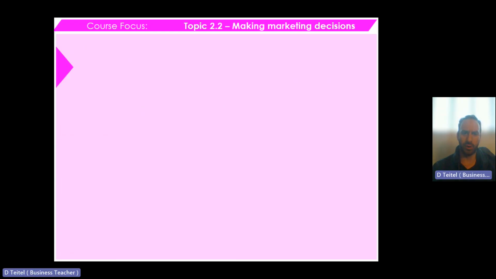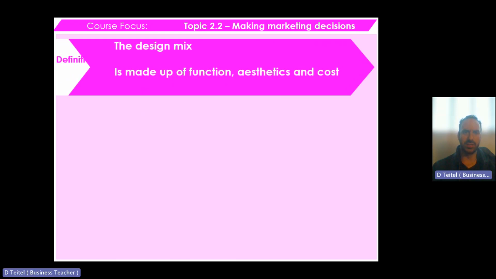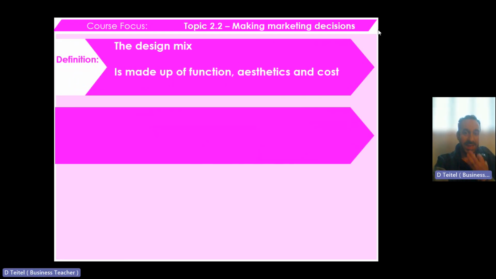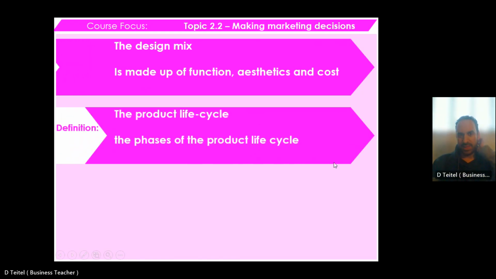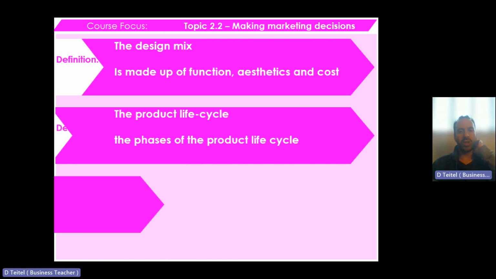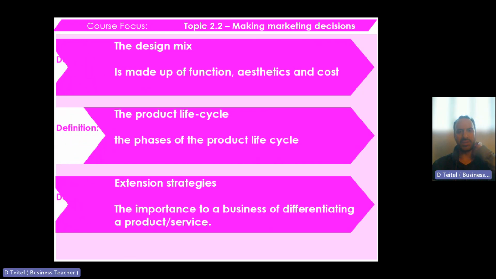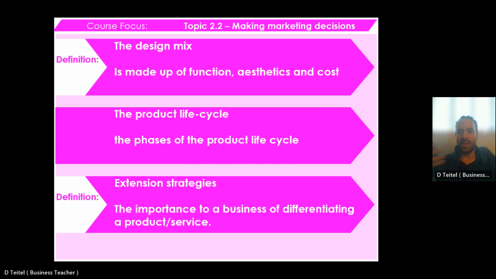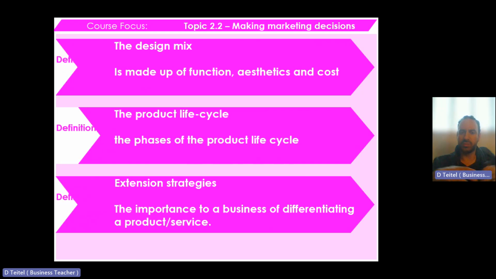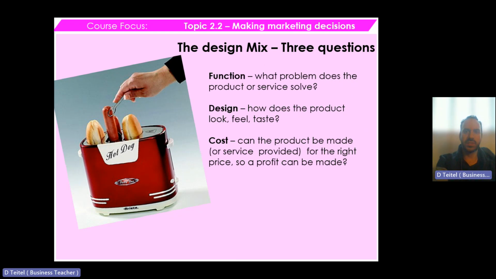So starting with 2.2.1, product. The first definition we're going to look for is the design mix. The design mix is made up of function, aesthetics, and costs. Always good to remember those three. The next definition we're looking at is the product life cycle, which are the phases of the product life cycle. And the last is extension strategy. So this is the importance to a business of differentiating a product or service when we talk about extending the life in the product life cycle, extending it to last for longer to keep it relevant.